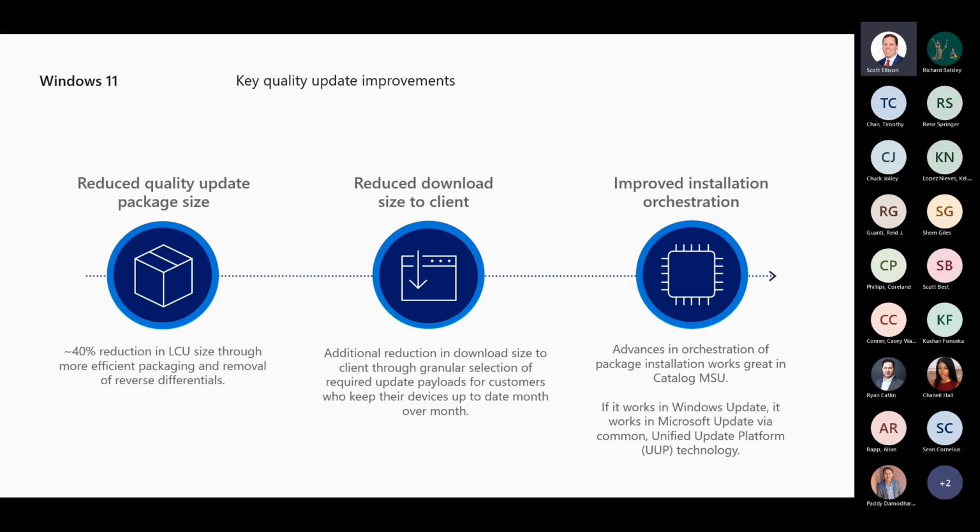Also, the orchestration has improved. One of the nice things if you're using Windows Update for Business is that it takes care of the unified platform update technology, meaning that all of the pieces you need to get installed, like the servicing stack update, are already orchestrated in there. So there's no more having to install a servicing stack update before you can install your latest cumulative update. You should notice a lot of improvements there with the quality updates as well.